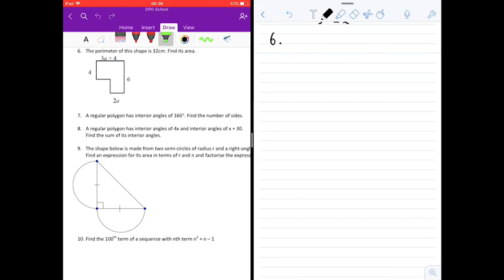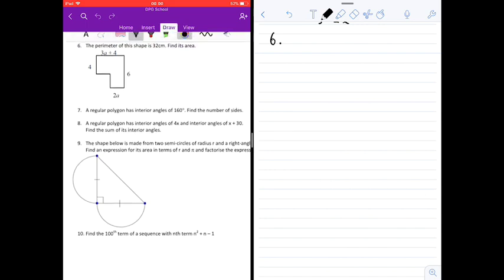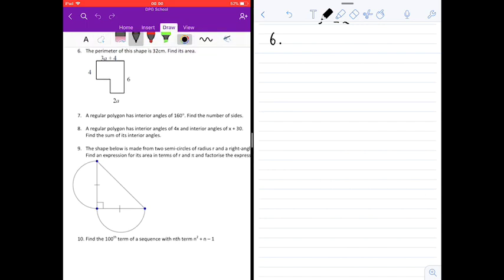Question 6, we've got a combination of algebra and geometry. Although it's not strictly necessary, I'm actually going to write on this shape the missing side lengths. So the difference between the top and the bottom is a plus 4. And the difference between the right hand and the left hand is 2. It's going to be helpful when we come to finding the area of this shape.